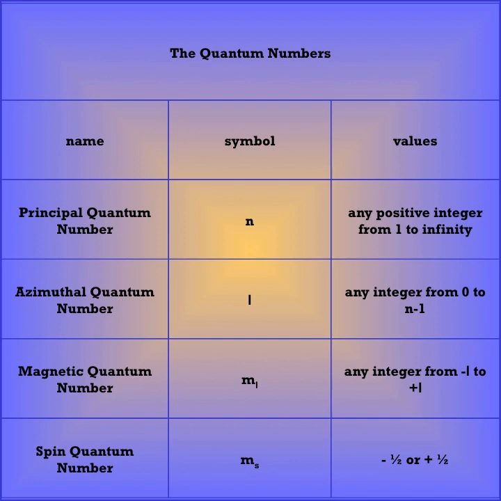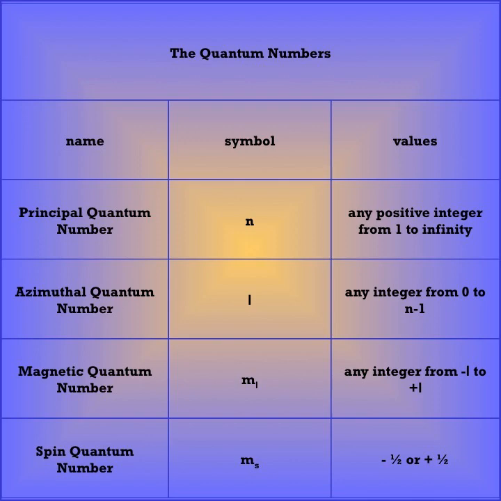M sub L, which is telling us in what orbital it might live, can only be 0 as well. And that is because M sub L is dependent upon L. It may range from negative L to positive L. Well, if L can only be 0, then M sub L can only range from negative 0 to positive 0, and that shouldn't make any sense to you. It means that M sub L can only be 0.